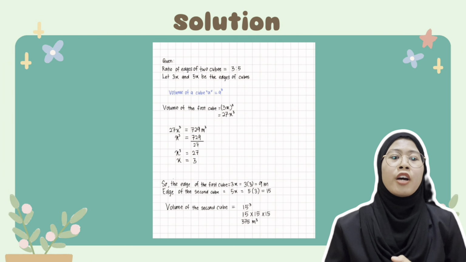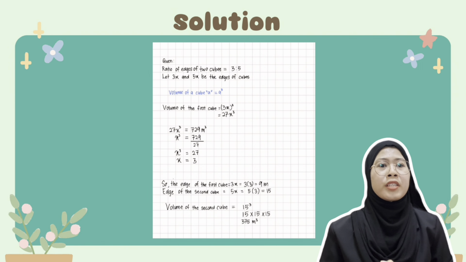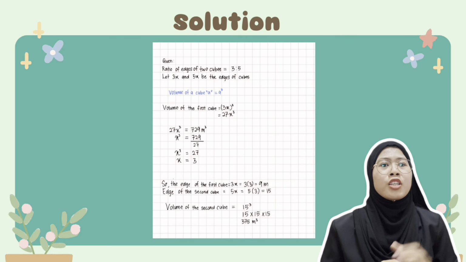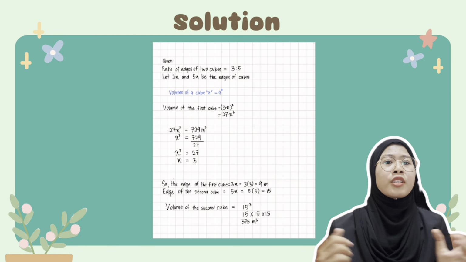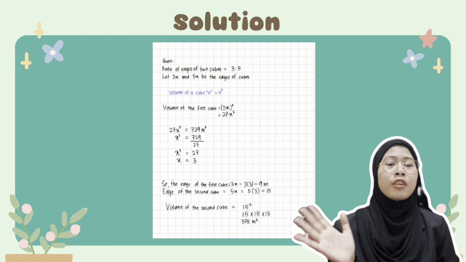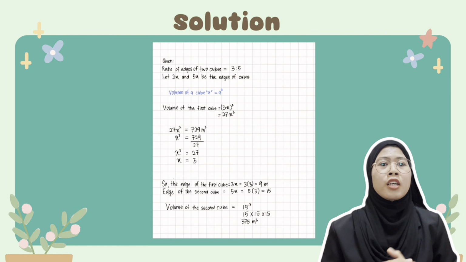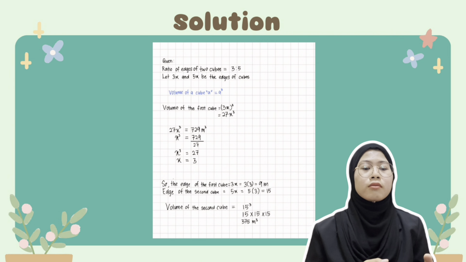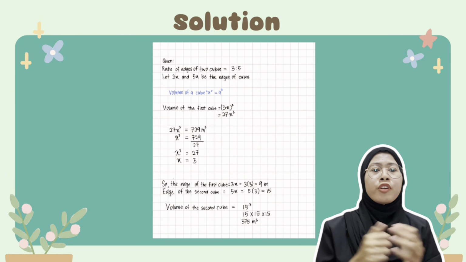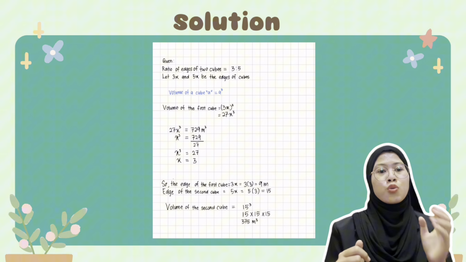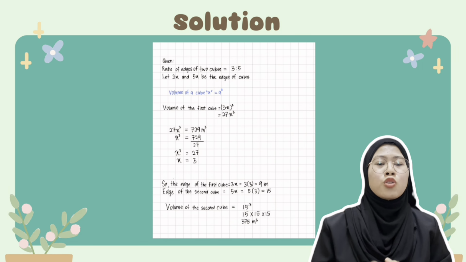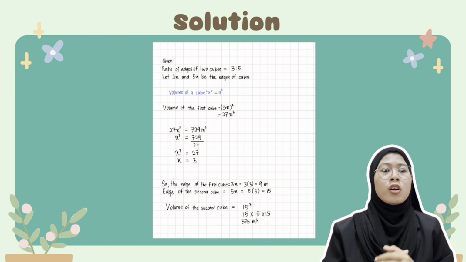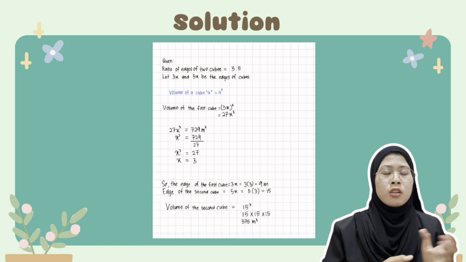In this question, we have the information given, which is the ratio of edges of 2 cubes is 3:5. Let 3x and 5x be the edges of the cubes. And we know that the volume of a cube, if we take the cube named a, will be a cubed. So we need to find the volume of the first cube, which is (3x) cubed, and it is equal to 27x cubed, and then 27x cubed equals 729 meters cubed.